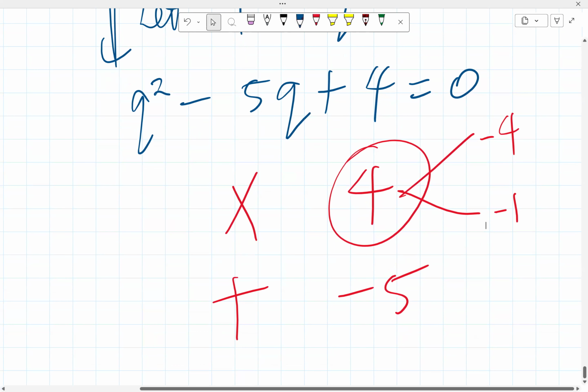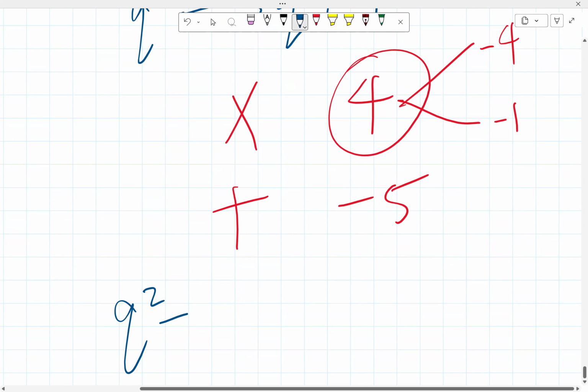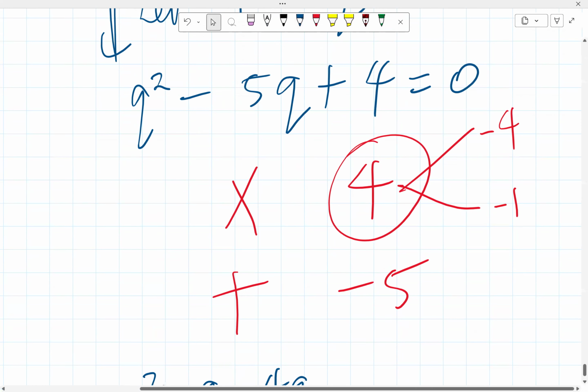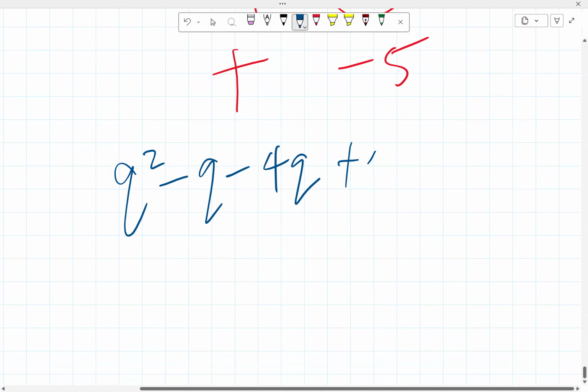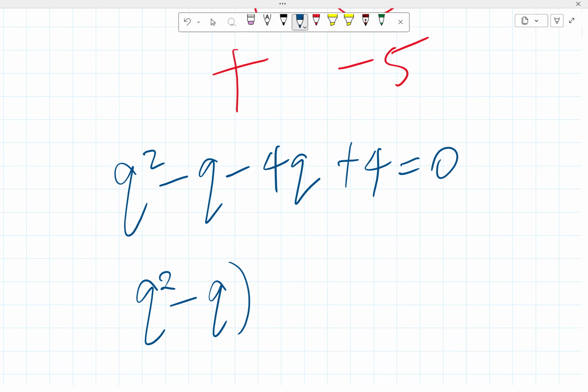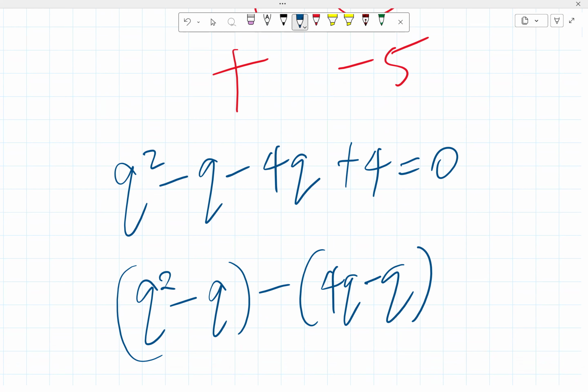So I can go back and say this is q squared minus q minus 4q, since minus q minus 4q is minus 5q, by the way. Then plus 4 equals 0. So I can factorize by grouping. I have q squared minus q, minus 4q plus 4. Oh, this should be plus 4 actually. The plus changes to minus because there's a minus outside the bracket: once you introduce the bracket, the sign changes, and if I expand, I get minus 4q plus 4 back. This is equal to 0.